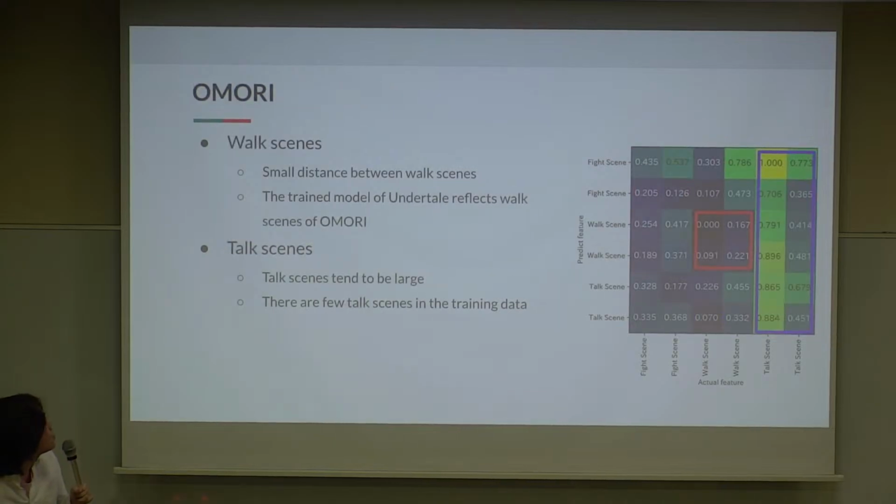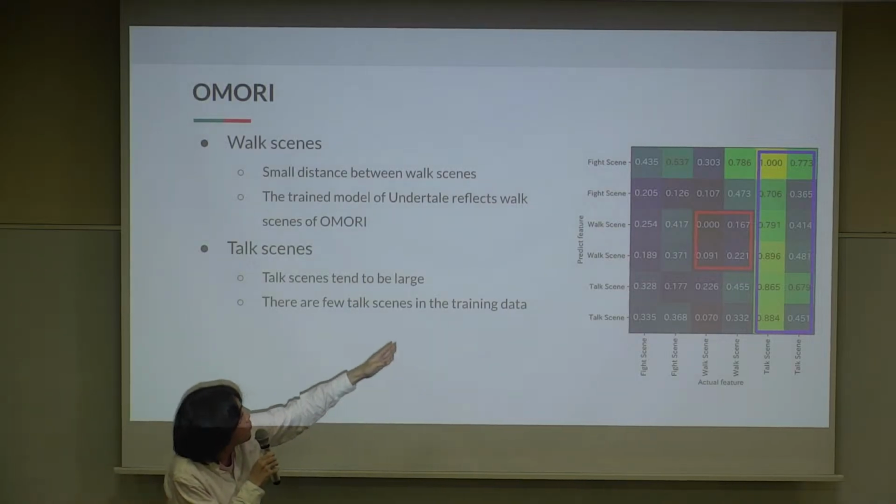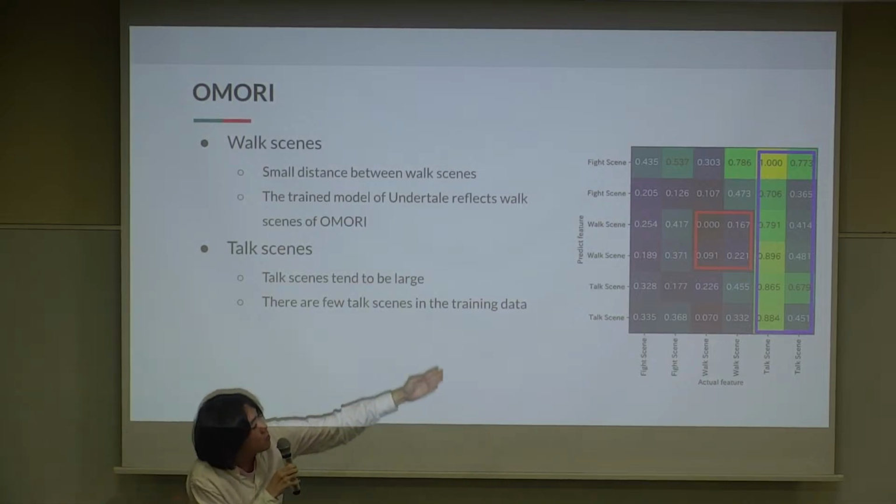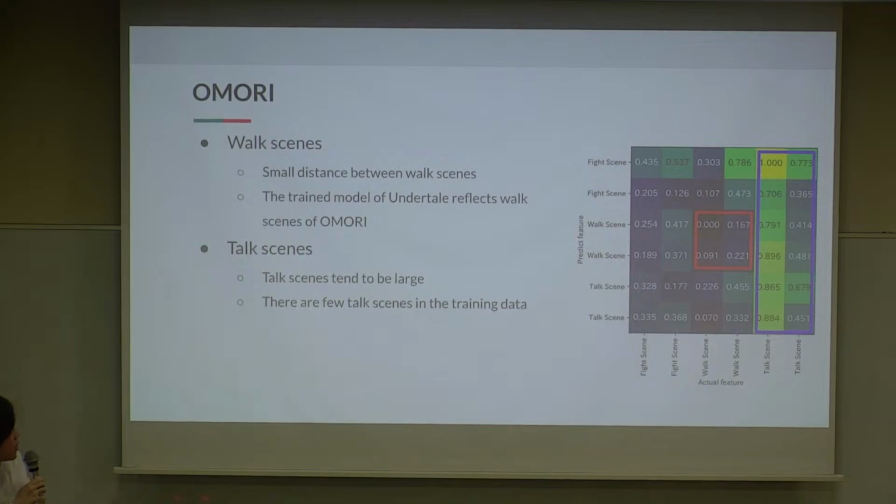As the result of inputting Omori, the distance between work scenes is smaller, as in the red zone. So we think the trained model of Undertale reflects the work scenes of Omori. But the distance between talk scenes is larger, as in the blue zone. So we think the trained model has too few talk scenes.